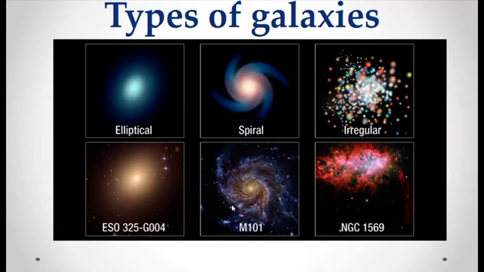So, this is the picture of galaxies: elliptical galaxy, spiral galaxy, irregular galaxy. Example for elliptical galaxy: ESO 325 G004. Example for the spiral galaxy: M101. Irregular galaxy: NGC 1569. This is a photograph of the types of galaxies.